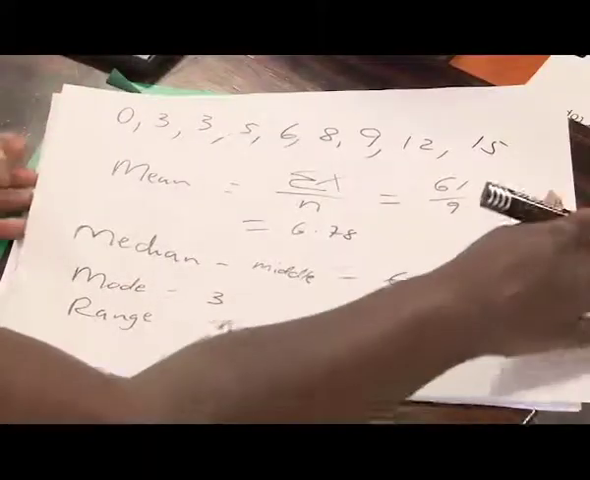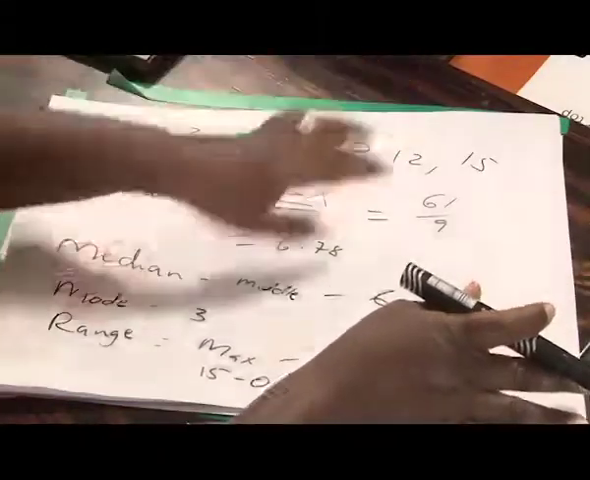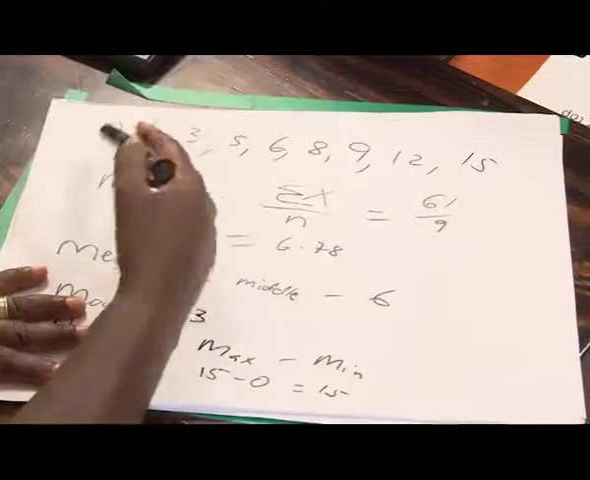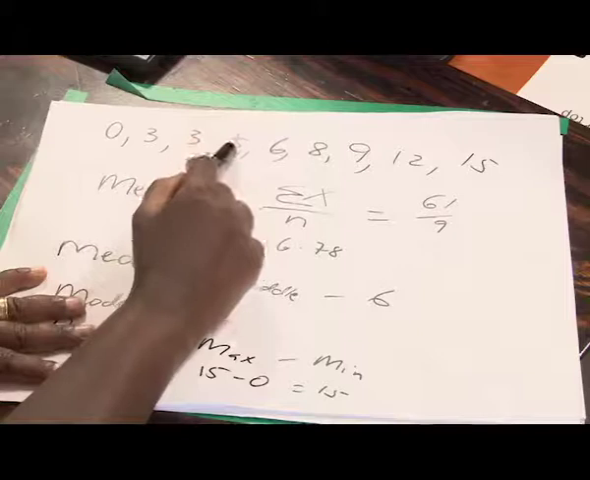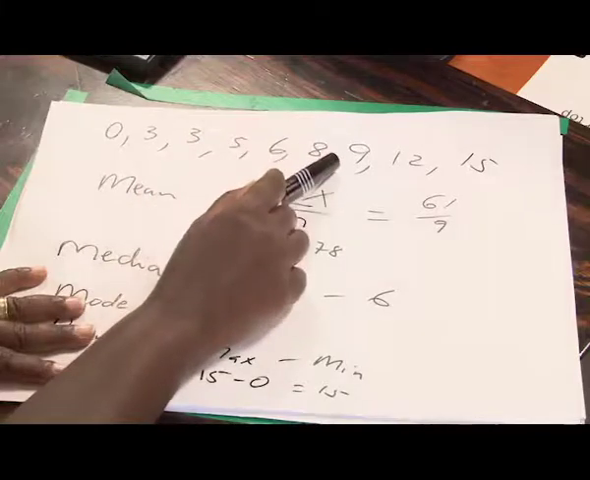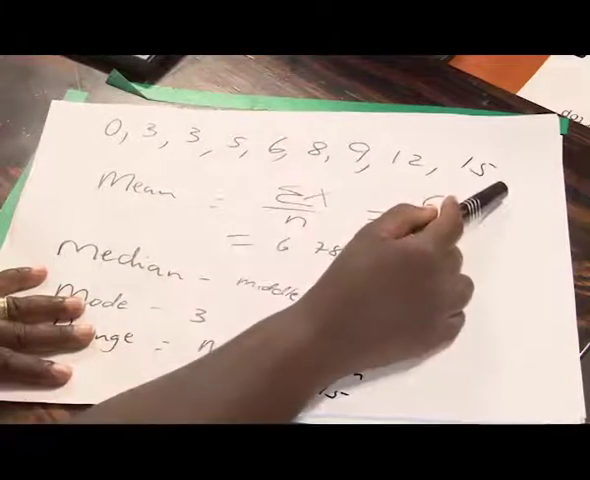Let's look at an example of calculating the mean, mode, and the median. Let's say here we have a data set. This is our data set. I hope you can see it: 0, 3, 3, 5, 6, 8, 9, 12, and 15.